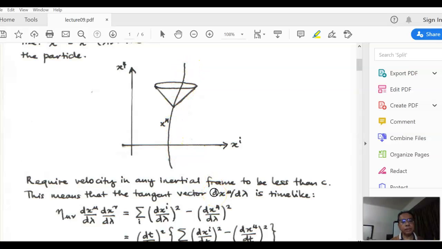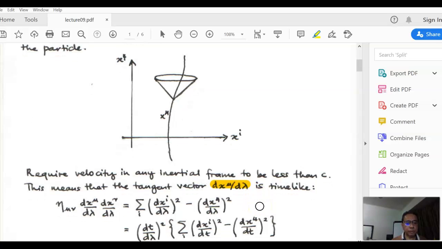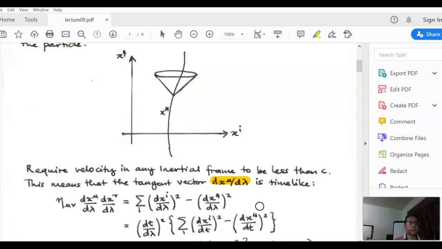So how do you get a tangent vector? It is simply drawing a tangent at each point, and each point is given by a particular lambda. That lambda tells you how to form the coordinates. So in other words, dx^mu/d lambda will be the tangent vector, and this tangent vector essentially gives you the velocity. For massive particles, particles with mass, this tangent vector should be time-like.